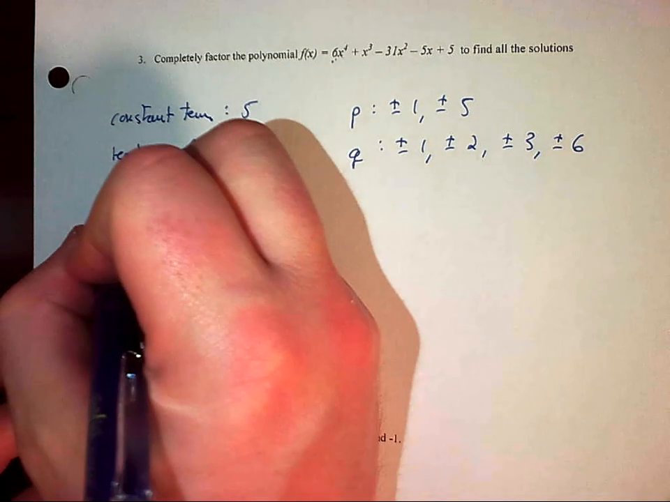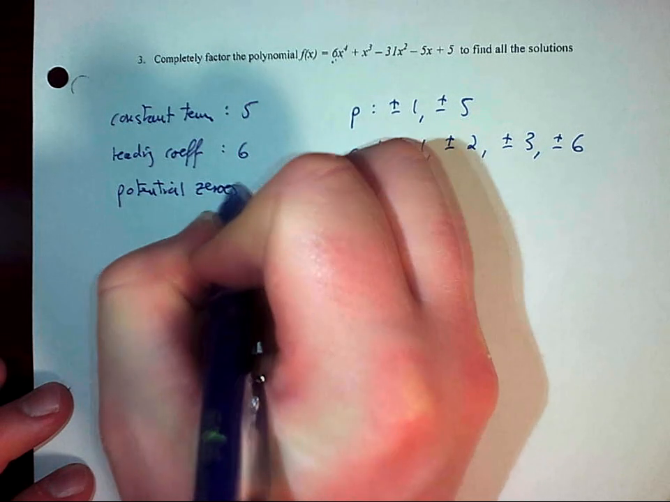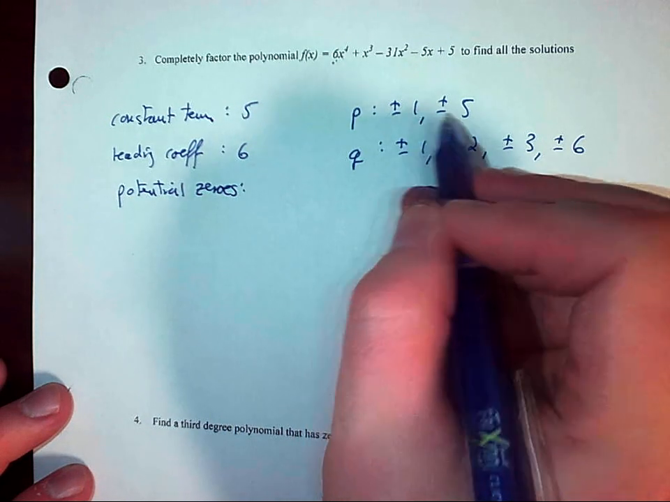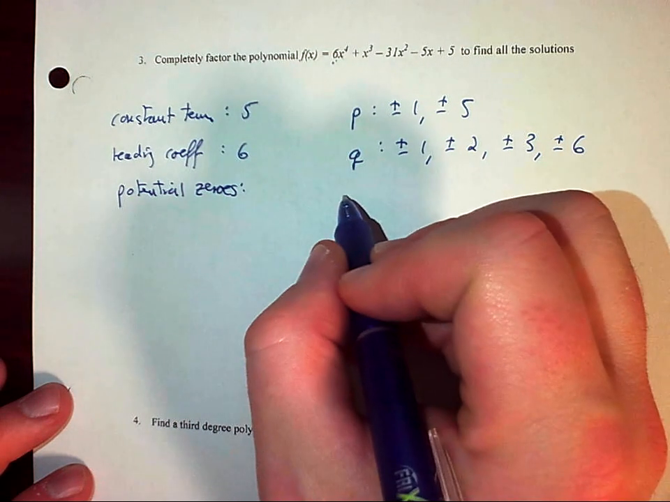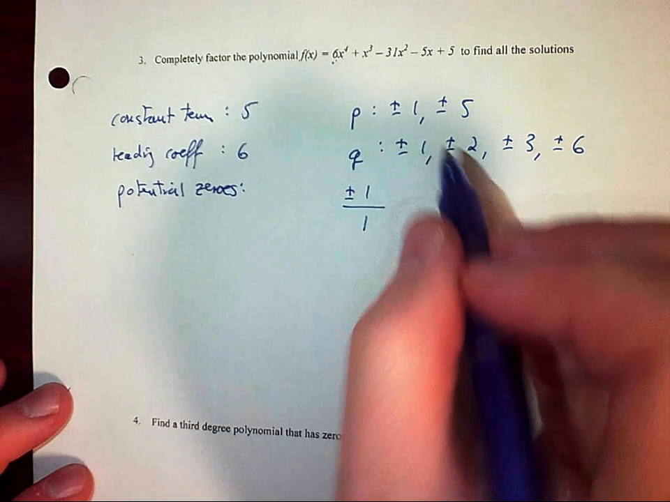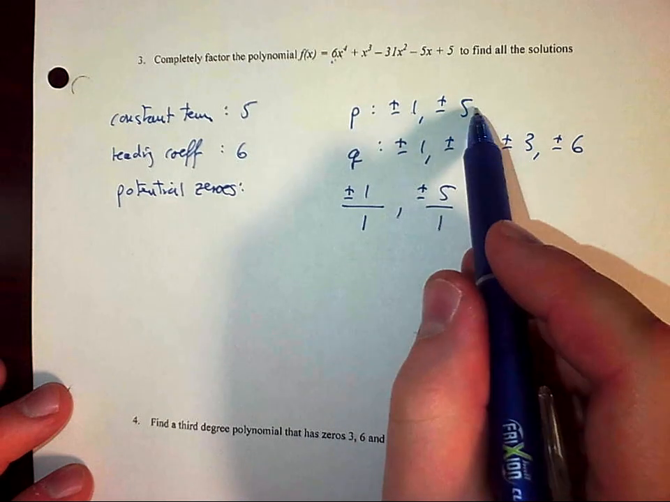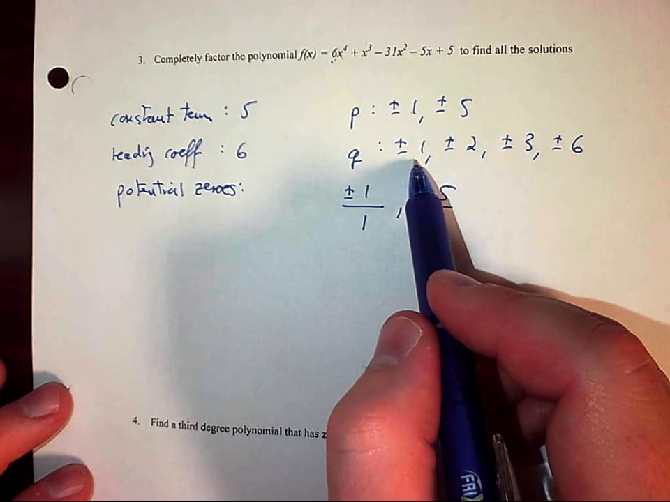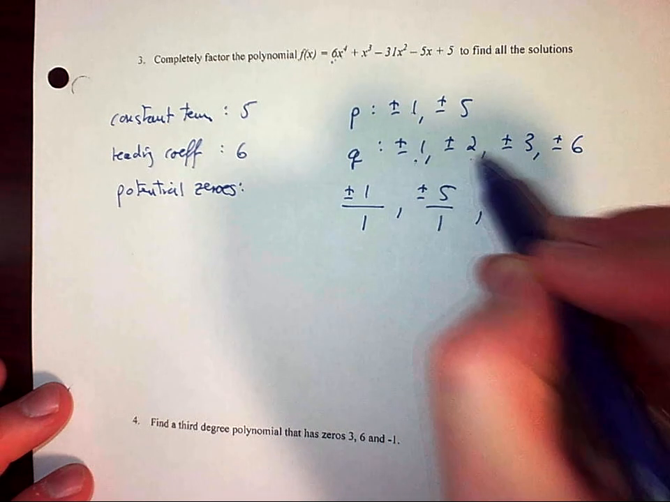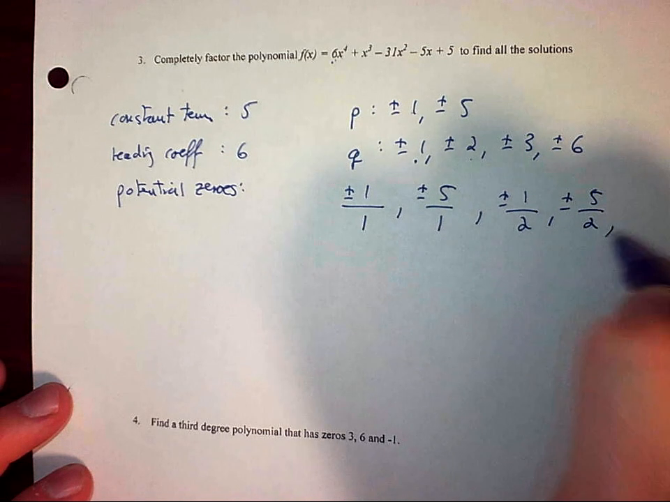So just like we did before for our potential zeros, we're going to start off with these as being our numerators, and this one right here is our denominator. So we're going to have plus or minus 1 divided by 1. Then we're going to have plus or minus 5 divided by 1. Now we went through these two right here along with this as being our denominator. Next thing that we're going to do is plus or minus 1 divided by 2, and plus or minus 5 divided by 2.